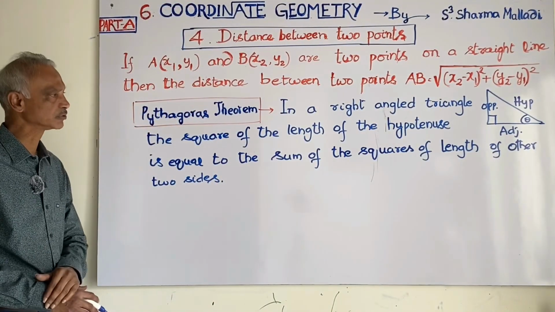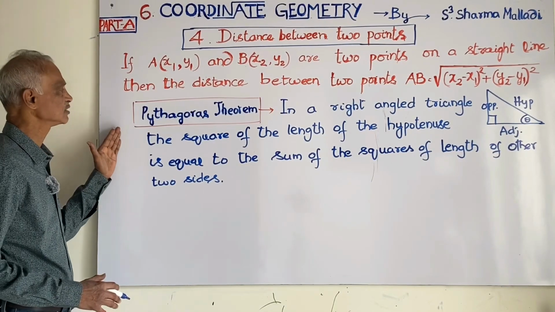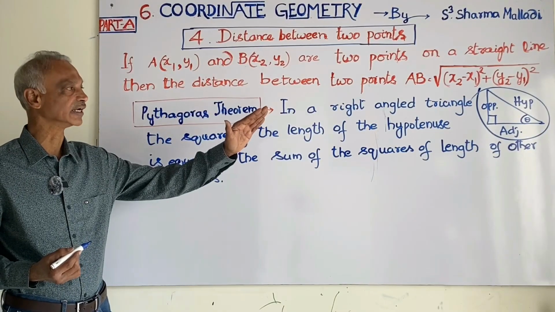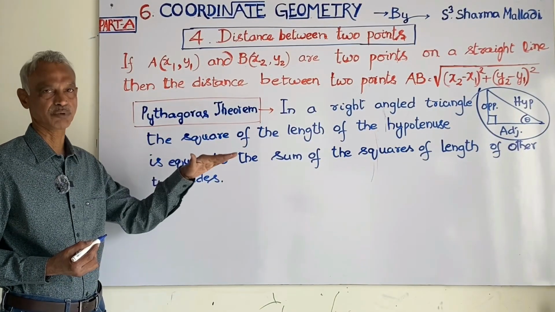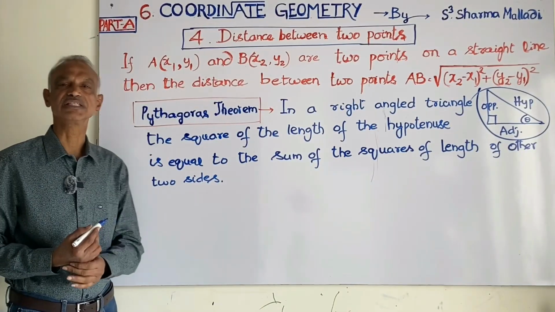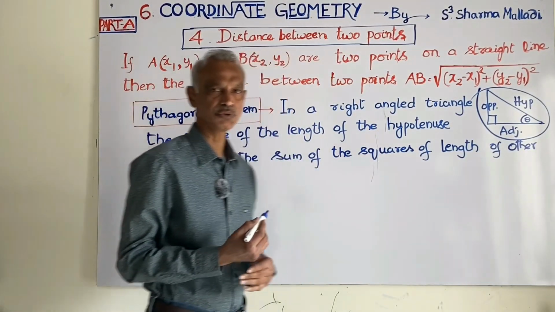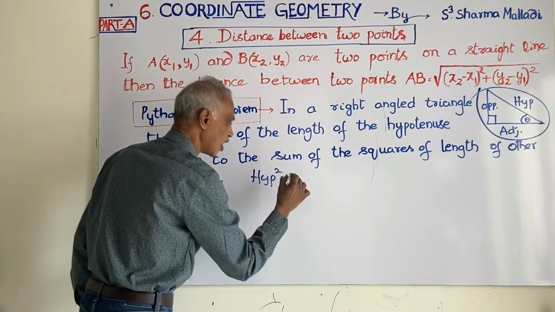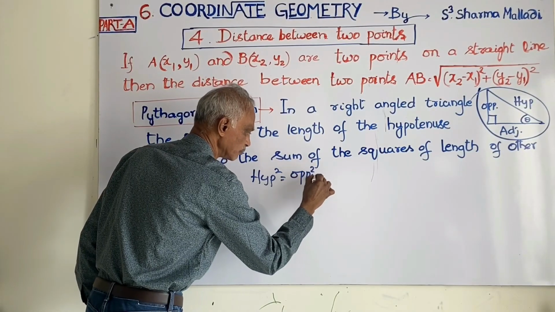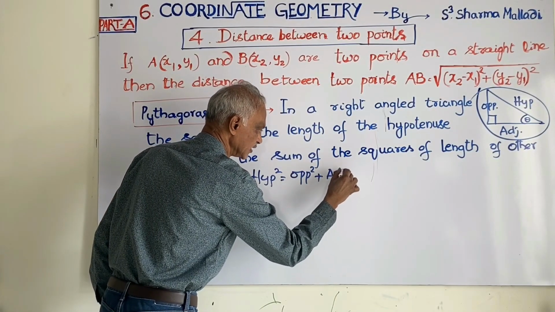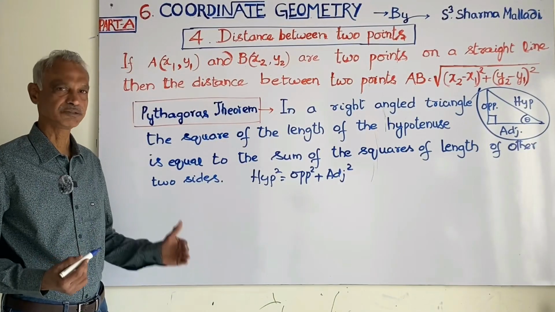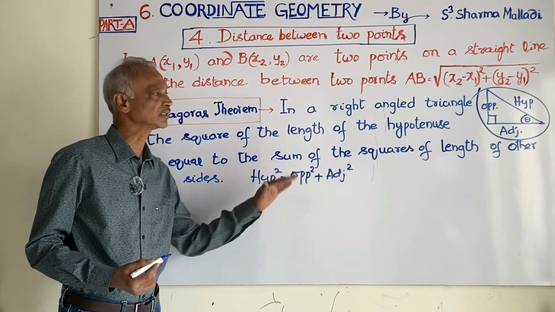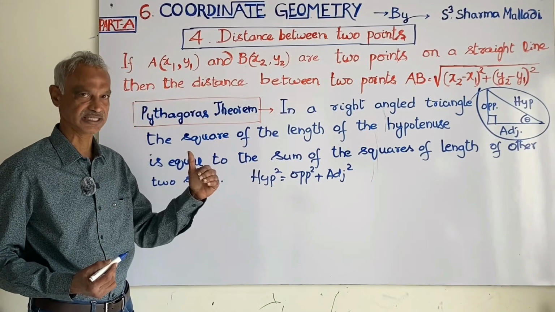To prove the distance between 2 points, you should understand what Pythagoras theorem is. In a right angle triangle, the square of the length of the hypotenuse is equal to the sum of the squares of the lengths of the other two sides. What do I have to prove? Hypotenuse square is equal to opposite side square plus adjacent side square. The other two sides are the opposite side and the adjacent side.